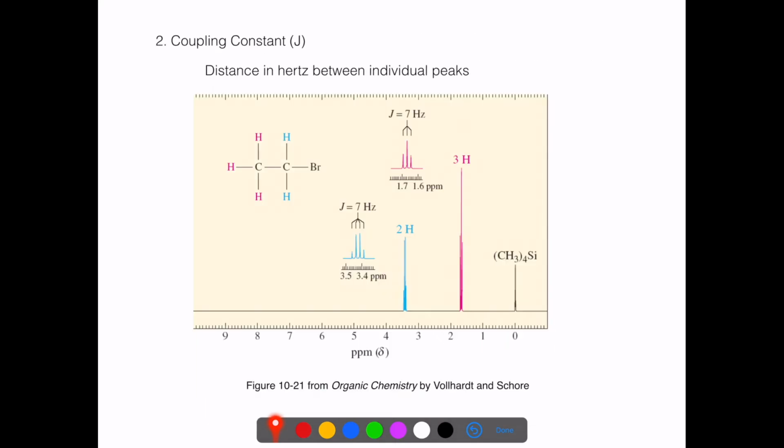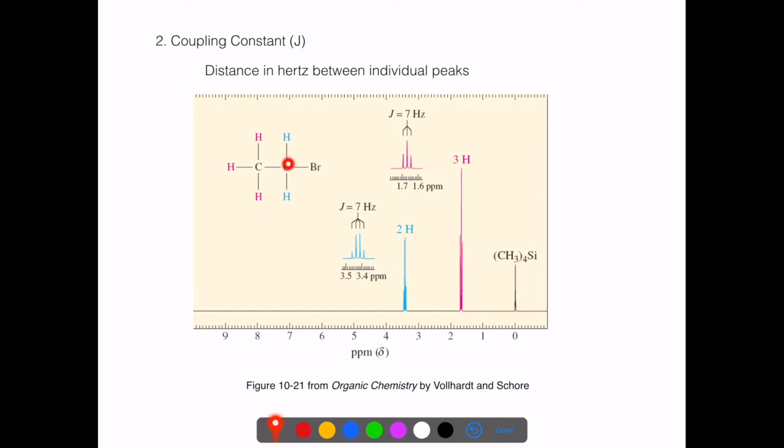Let's take a further look at that. Before we talk about this coupling constant, let's review the spin-spin splitting with this bromoethane. We have these 3 red hydrogens. They're within 3 chemical bonds, 1, 2, 3, of 2 non-equivalent neighbors. The 2 non-equivalent neighbors give N plus 1, so 2 plus 1 is 3. The signal for these 3 red ones is going to split into 3, and that's exactly what we see if we pull this up. It comes right here. We have 1, 2, 3 peaks in its signal.